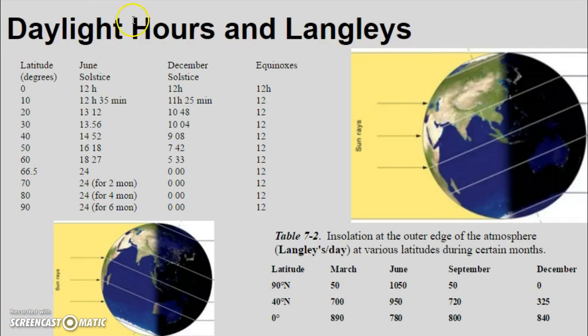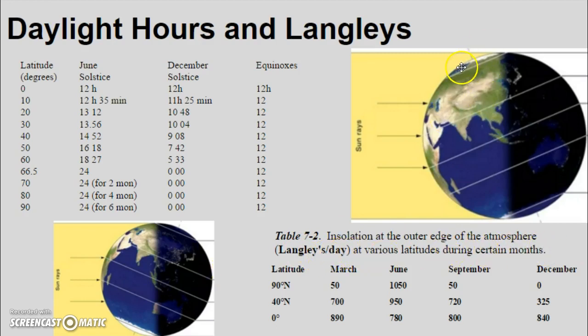So now let's look at these together: daylight hours and Langleys. If I look at my daylight hours here, I need to make sure I understand what's going on with this value of a Langley. It is insolation at the outer edge of the atmosphere, measured in Langleys per day, at various latitudes during certain months.